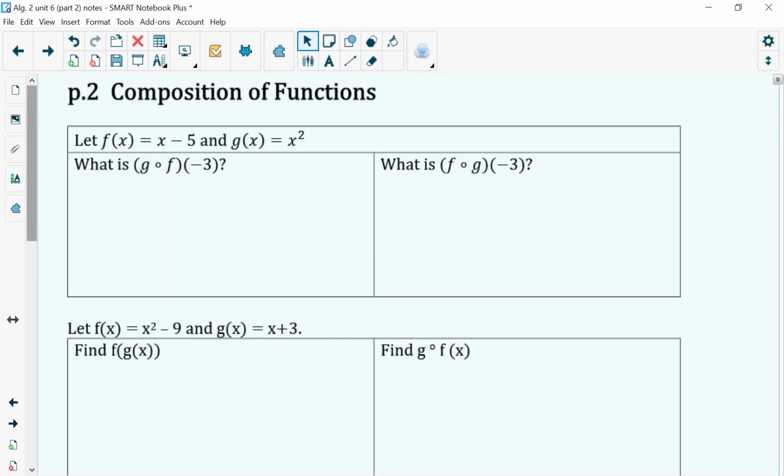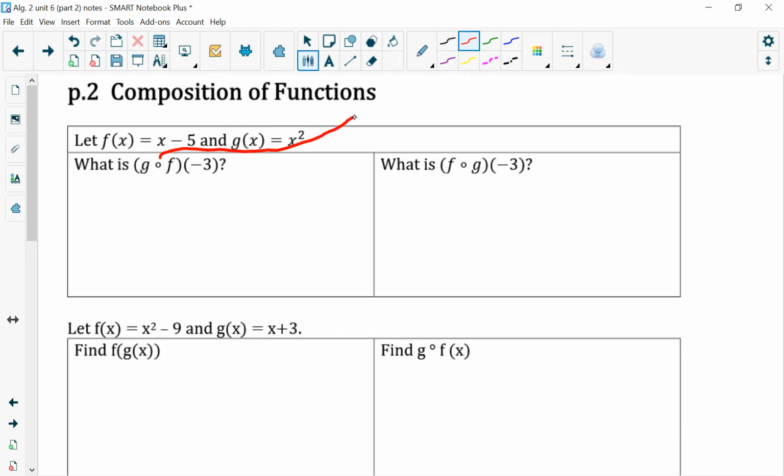All right, composition of functions. You're going to notice this symbol in here. That is not a multiplication. It is not multiplication. What it is is composition, following.